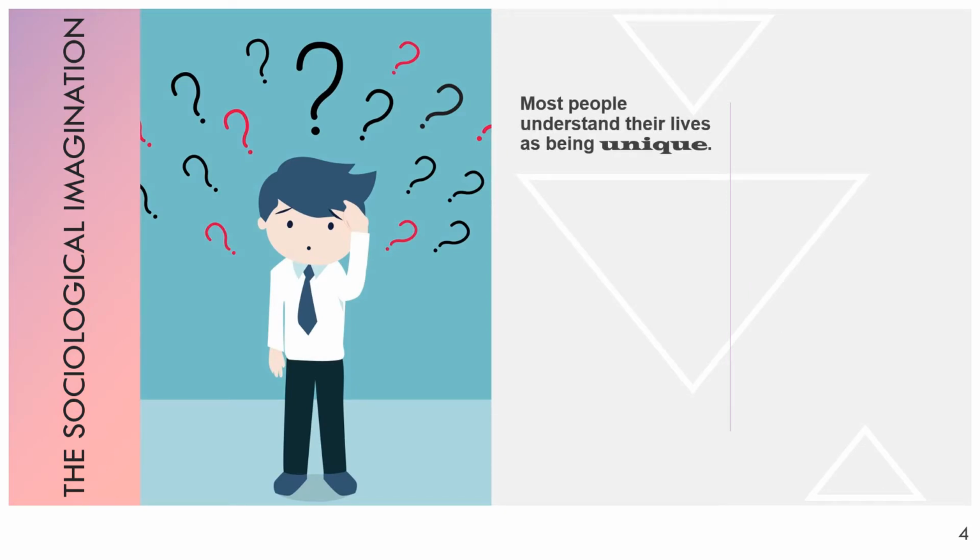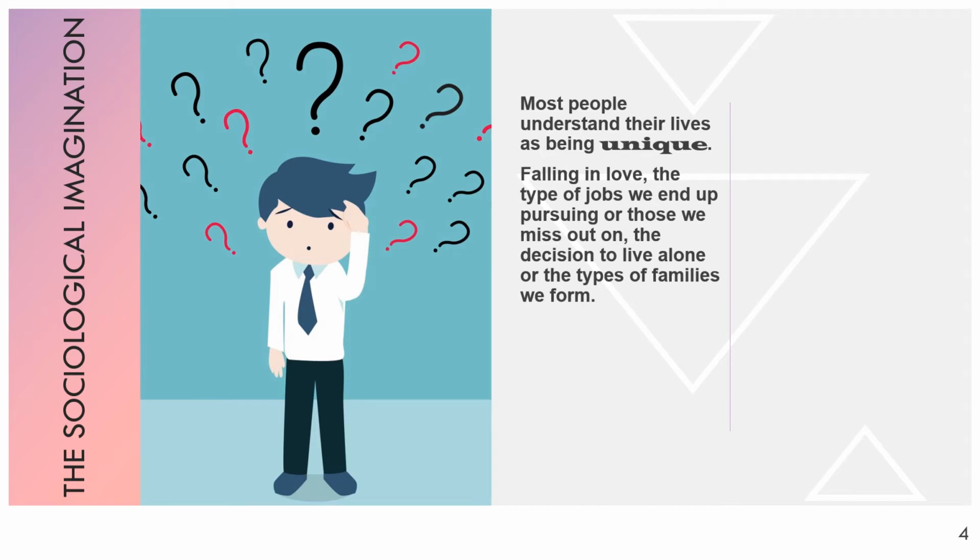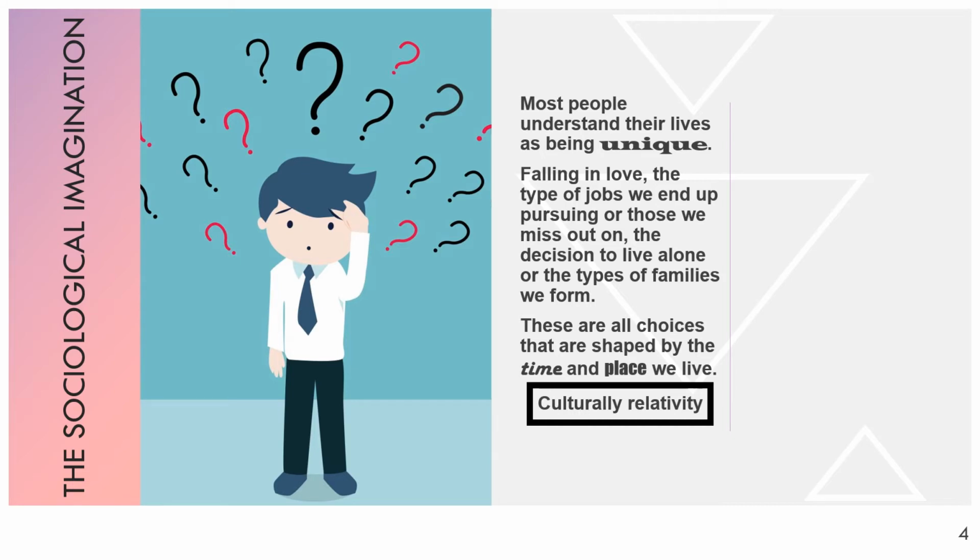So most people understand their lives as being unique. Falling in love, the type of jobs we choose, the jobs we miss out on, the types of family we hold, the people we live with, the friends we make. And all these choices are shaped by the time and the place in which we live. So we can argue that they're culturally relative because they're shaped by time and place. We can also say they're social constructions because they're shaped by the society we live in.